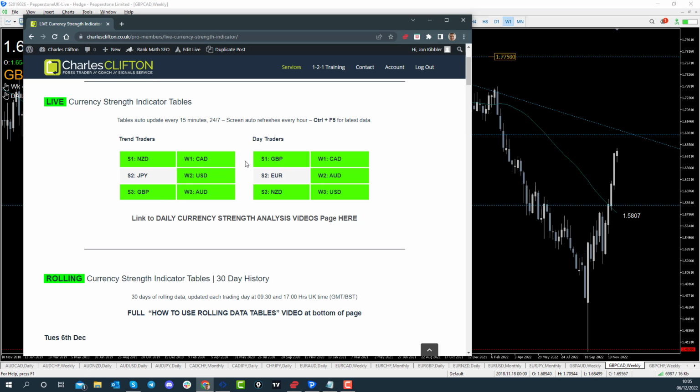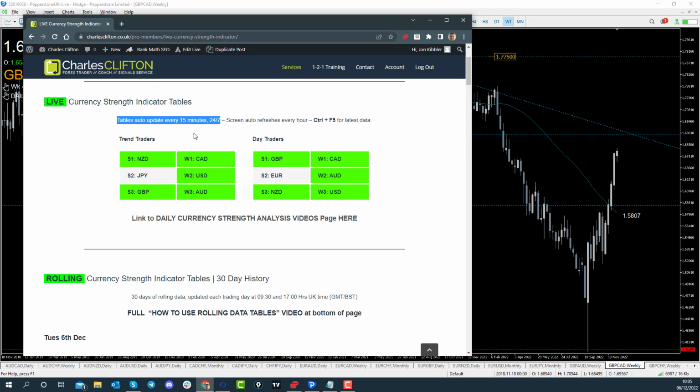You can see here some of the currencies are highlighted in green. That is showing a confluence between the two trading time frames, and that's where we'll be focusing some attention in these videos. The tables auto update every 15 minutes, 24/7, so wherever you are in the world and you have access to the currency strength indicator tables, you can get the latest update once you log in.